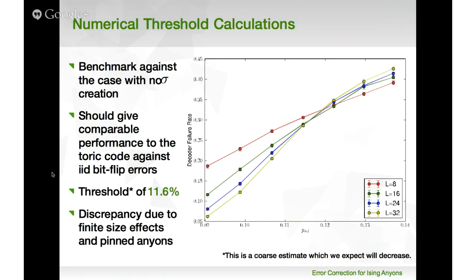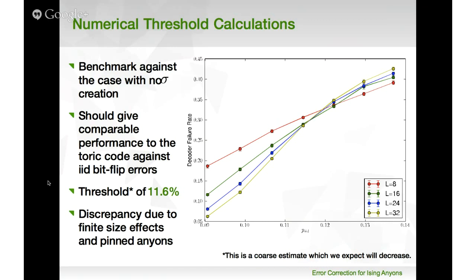Okay, so then we have some numerics. This is our benchmark using this psi-only error model that I just described, where we have an exact mapping and we can exactly compare it to the toric code case. And we find, roughly speaking, we don't have super large sizes. We've gone up to 32. And so the threshold, this is some quasi-threshold, and it's still sliding back a bit. But roughly speaking, it's about 11.6%. To compare that with the toric code, the analogous threshold should be about 10.9%. So there's a bit of a discrepancy.